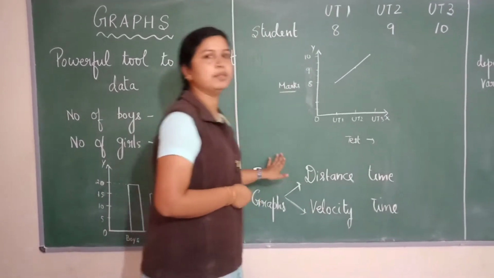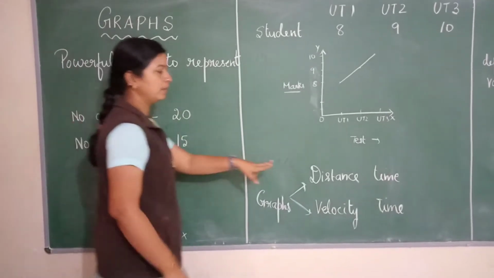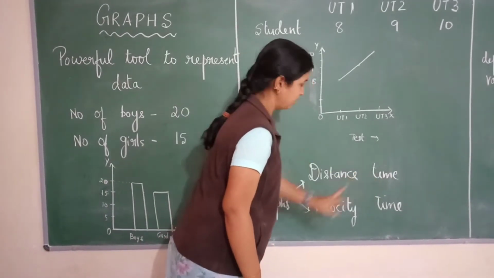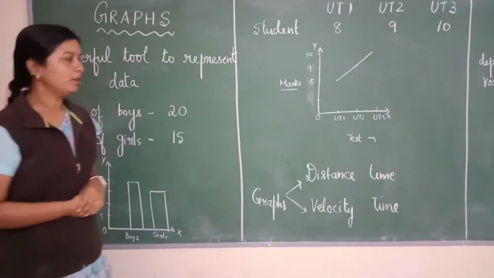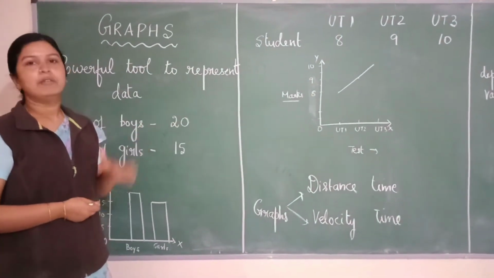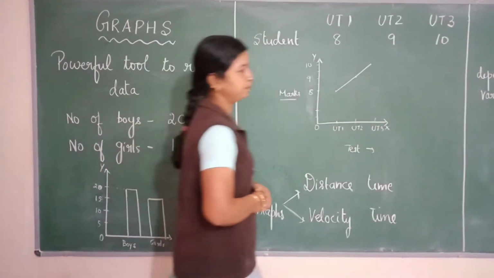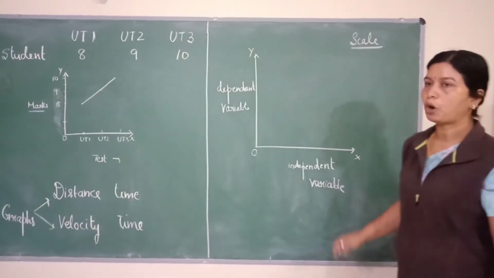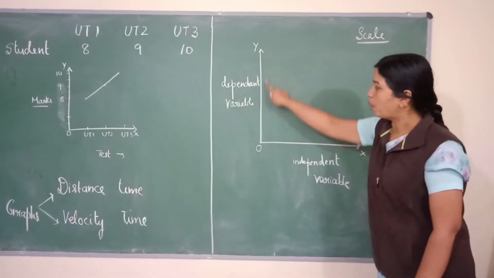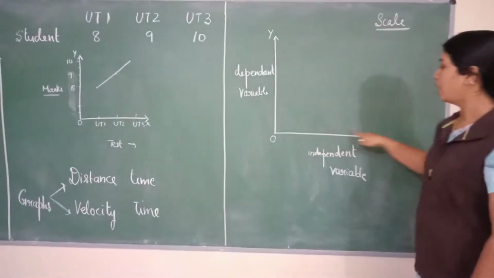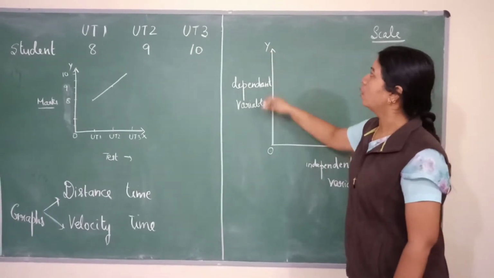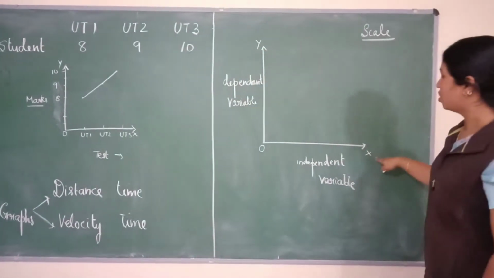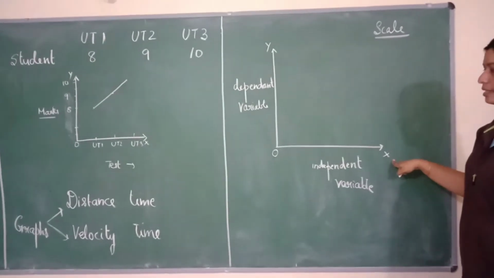Now in this chapter, we will be learning about distance time graphs and velocity time graphs. Before going through these two types of graphs, we will see how to plot a graph. So whenever you plot a graph, you will draw one vertical line and one horizontal line. This vertical line is termed as the y-axis and the horizontal line is termed as the x-axis.